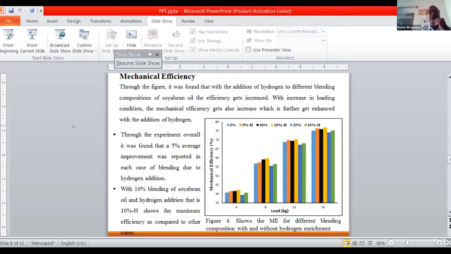Now the mechanical efficiency. In this figure, it was found that with the addition of the hydrogen to the different blending compositions of the soybean oil, efficiency increased. With increasing load, the mechanical efficiency also increased, which is further enhanced with the addition of hydrogen. Overall, it is found that a 5% average improvement was reported in each case of blending due to hydrogen addition. If instead of using only soybean, you are adding the soybean with the diesel, we get an average 5% increase in the efficiency. The 10% blending of the soybean oil with the 10% hydrogen addition shows the maximum efficiency as compared to the other cases, as shown by the yellow line in this figure.